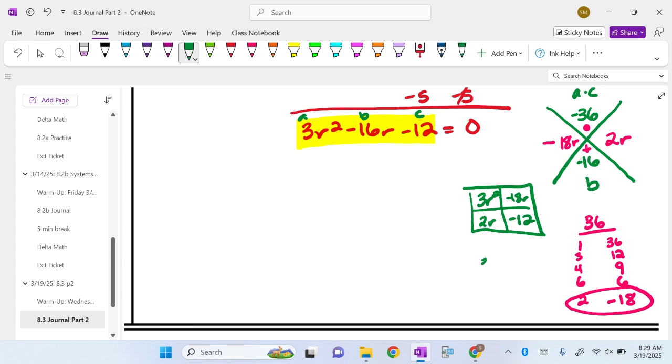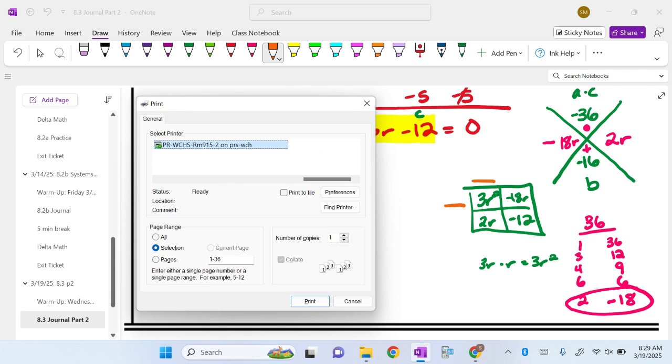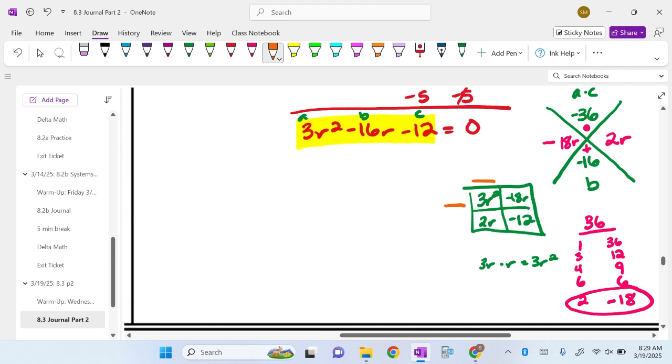3R and R. So we're going to do 3R times R to give us 3R squared. Now, this is where the placement comes in. So it can either go here or here. If I put the 3R on top, is there any number I can multiply to that 3R to give me 2R? No. So by process of elimination, I would have to put the 3R here because 3R times a number does give me negative 18. So that means the R has to go here.